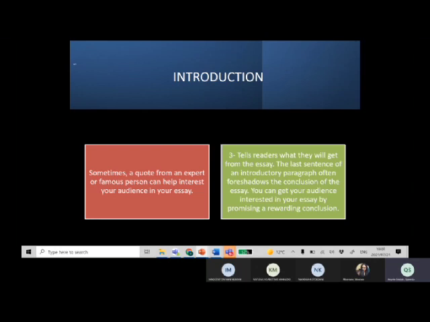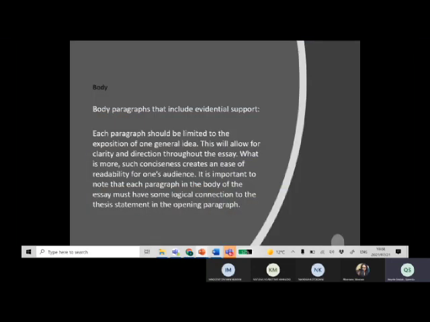Then you tell the readers what they will get from the essay. The last sentence of your introduction often foreshadows the conclusion of the essay. So you can get your audience interested in your topic by promising a rewarding conclusion. So you set out to do something, and then at the end you show how you have done it.